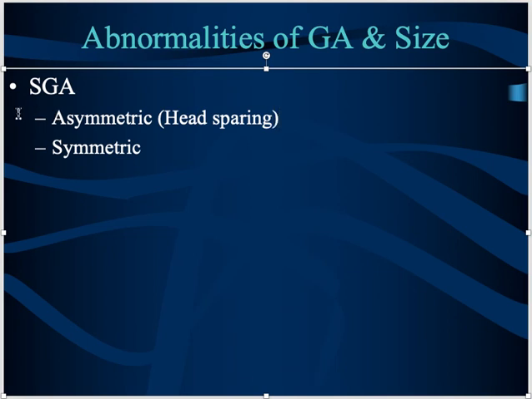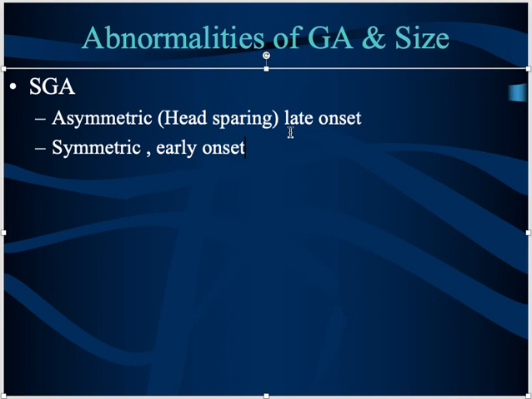So whenever it is asymmetric type, you can say it is late onset, or this growth arrest occurred late in the pregnancy, towards the end of the pregnancy. But whenever it is symmetric type, or simply you can say the body as well as the head, both of them have stunted growth, it means it is early onset. Like, it started early in the pregnancy, early onset.